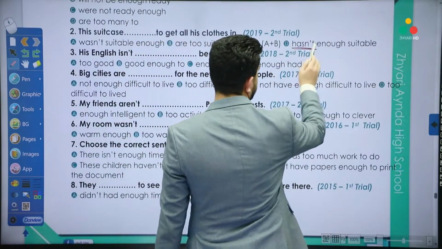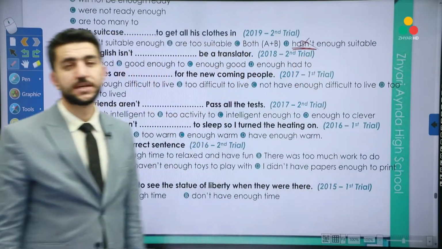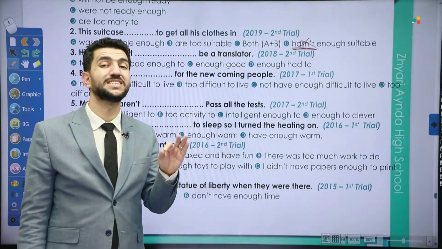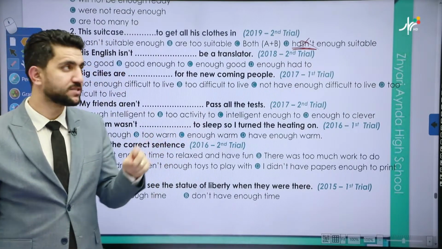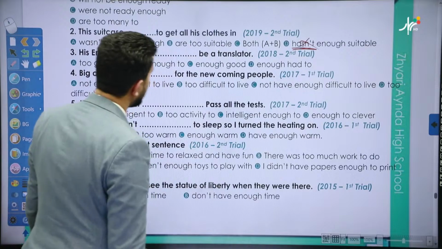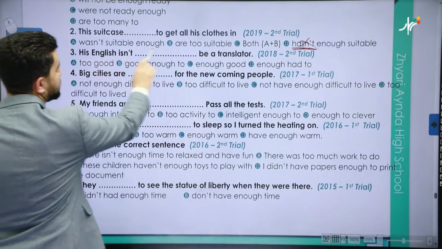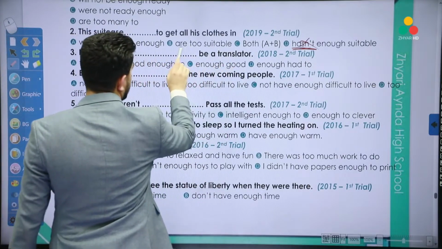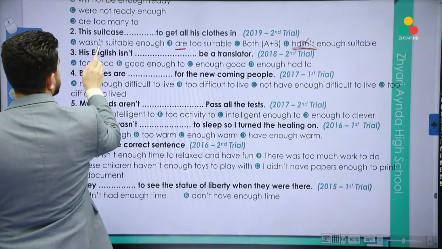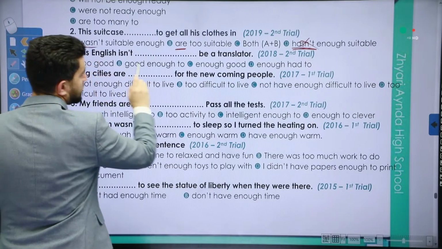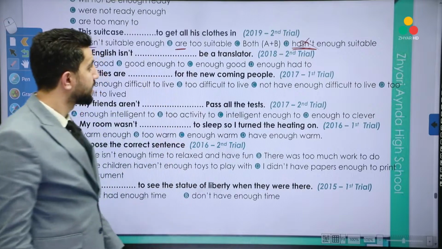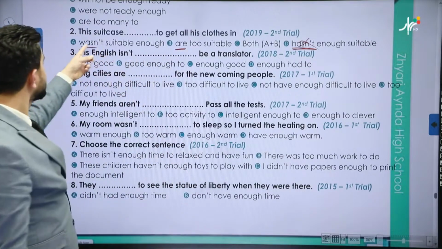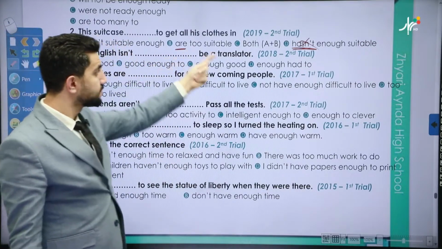Let's see. Which one is completely wrong? Hasn't enough. Wrong. Why, Mr. Riyad? Do we say hasn't? No, we say doesn't have enough, right? Either doesn't have or hasn't got. Wrong. Okay. Wasn't suitable, or too suitable. Look at here, these two. Do we use too suitable here?